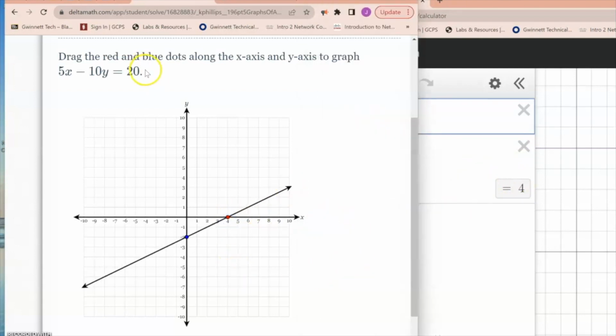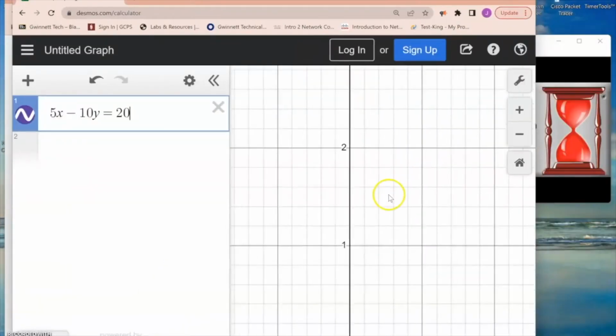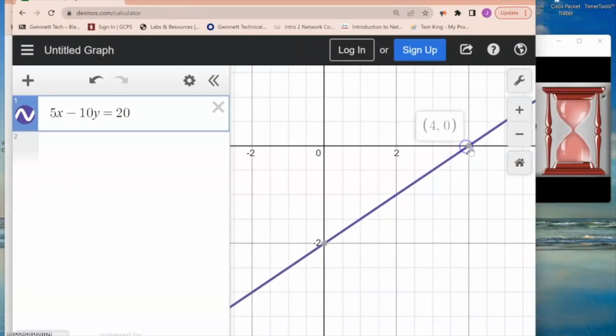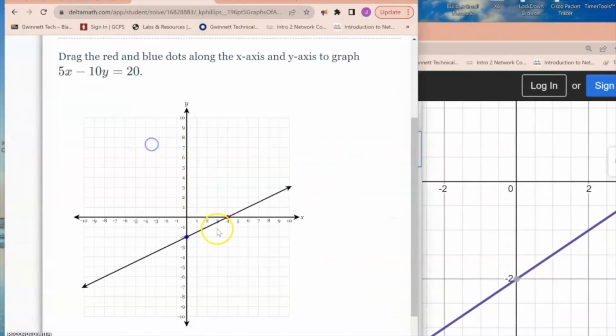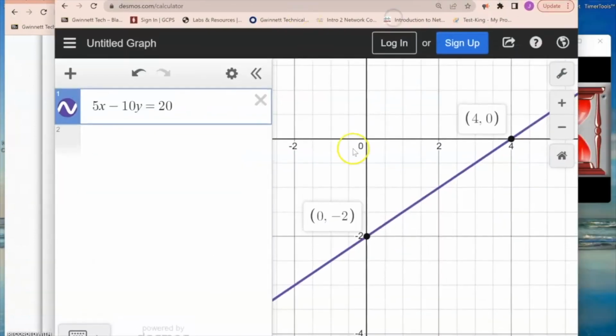All right, to check that, of course, I'm going to check it. Control C. Paste it. Control V. Now I need to see if my line looks like this one, right? Zoom out. There's my line. Find my y-intercept. Is my y-intercept at 4, 0? I mean, sorry, my x-intercept. And then my y-intercept is at 0, -2. Yep. So those lines do match.